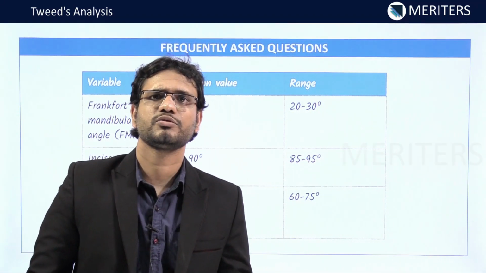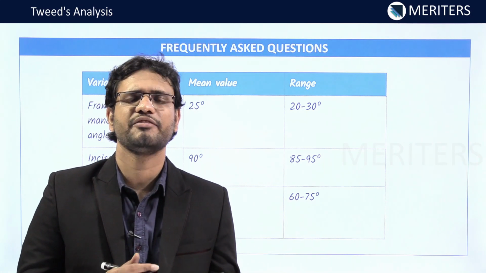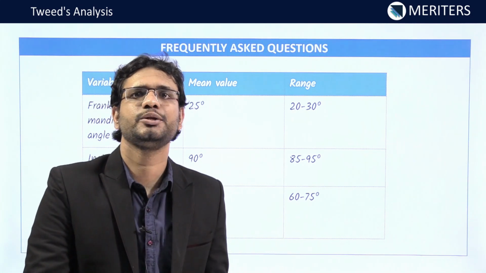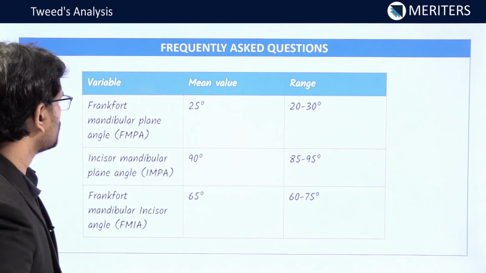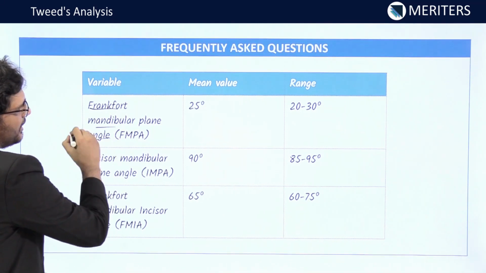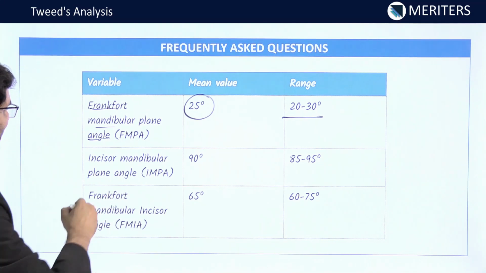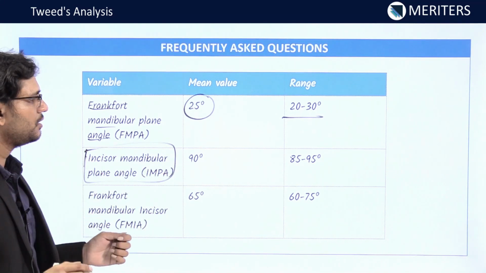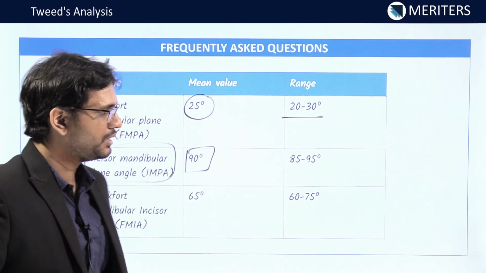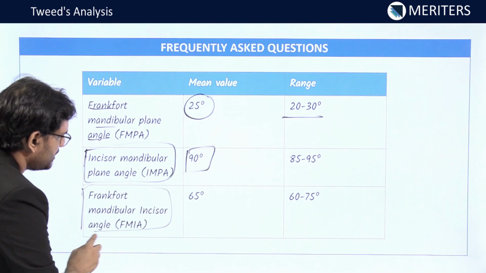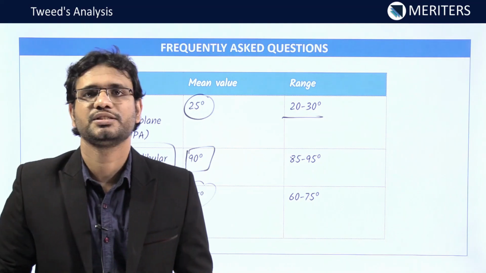Now certain frequently asked questions on Tweed's analysis. Basically they'll be asking you the angles and the deviation of the angles, and then you can relate to the vertical growth or the horizontal growth pattern, all that, right? So here the Frankfurt mandibular plane angle, the mean value is 25 degrees and range is 20 to 30 degrees, while the incisor mandibular plane angle, the mean value is 90 degrees and range can be 85 to 95 degrees. Then we have the Frankfurt mandibular incisal angle. So here the mean value is 65 degrees and the range can be 60 to 75 degrees.